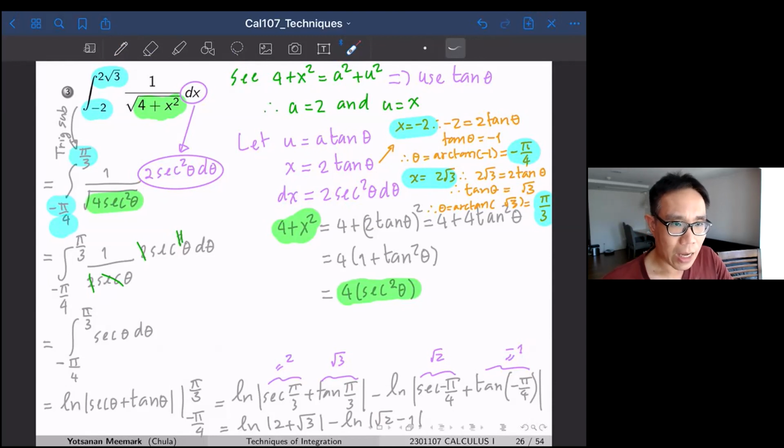Okay, I'm going to stop here for this part, and I'm going to do three more in the next part of the trigonometric substitution.